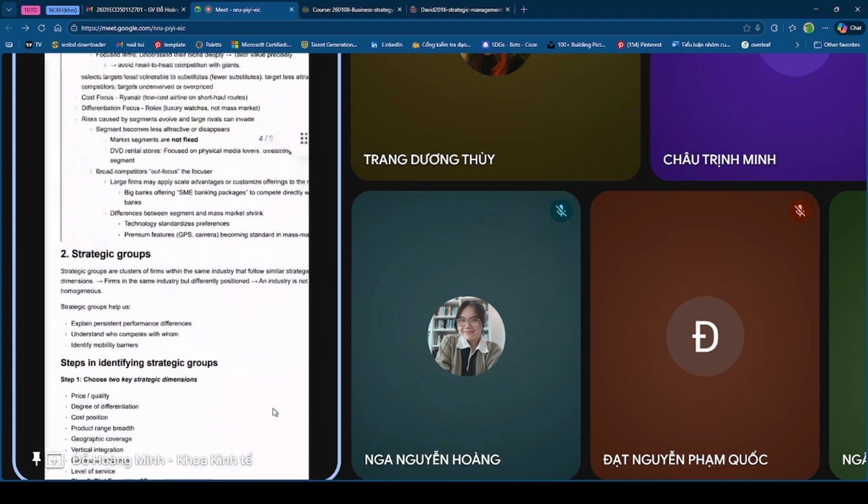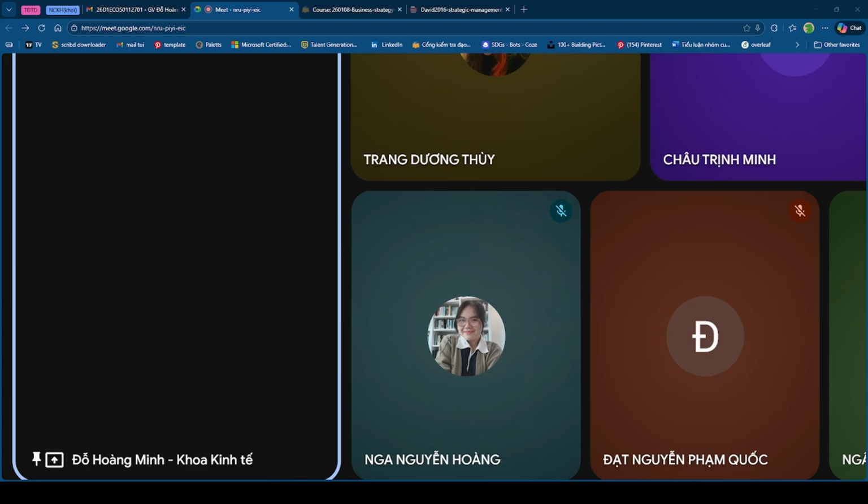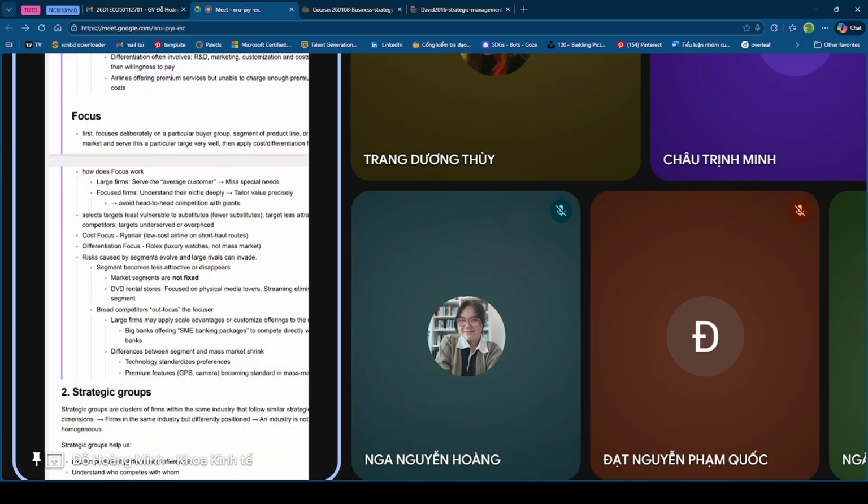Okay. We already discussed two types of advantage. If I combine the type of advantage with the scale or the scope of competition, we can develop four types of competitive strategies.